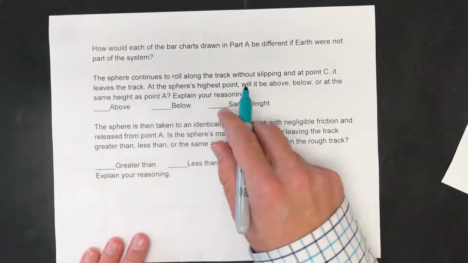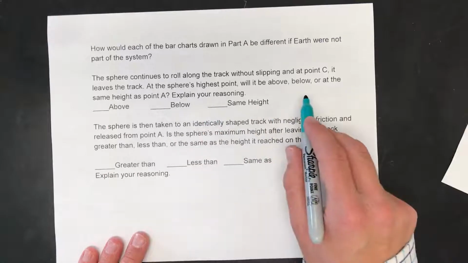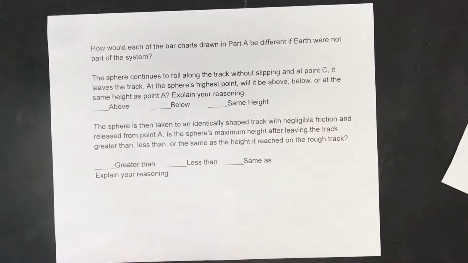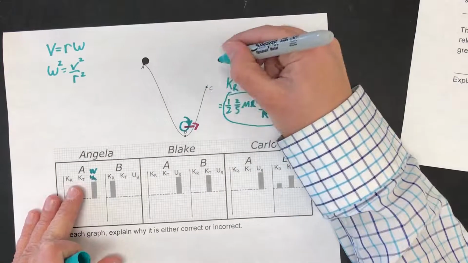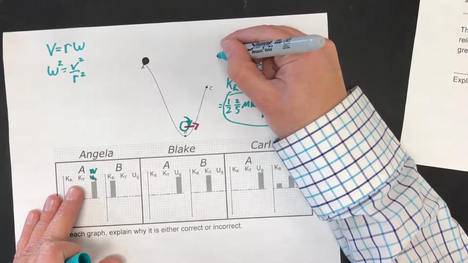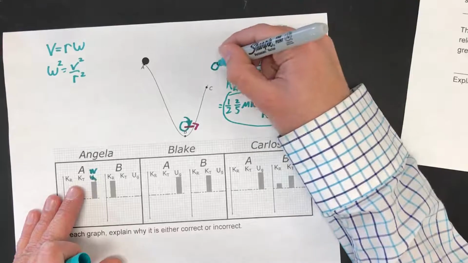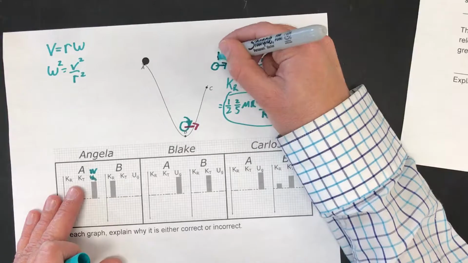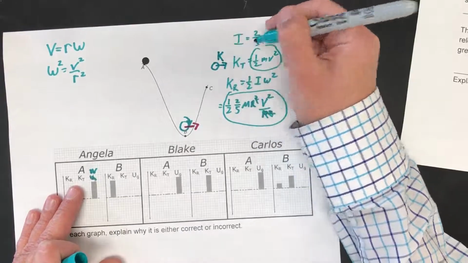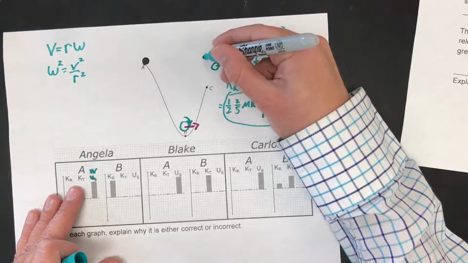Next, it says the sphere continues to roll along the track without slipping, and at point C it leaves the track. At its highest point, will it be above or below where it was at point A? So let's come back here to the picture and think about it for a second. So it comes up here and it launches off of here at some angle. So when it gets to the top of its path here, here's one thing that is true. It's still going to the side because it launched at an angle. So it will still have some kinetic energy going to the side. It will never fully become gravitational unless we shot it straight up.